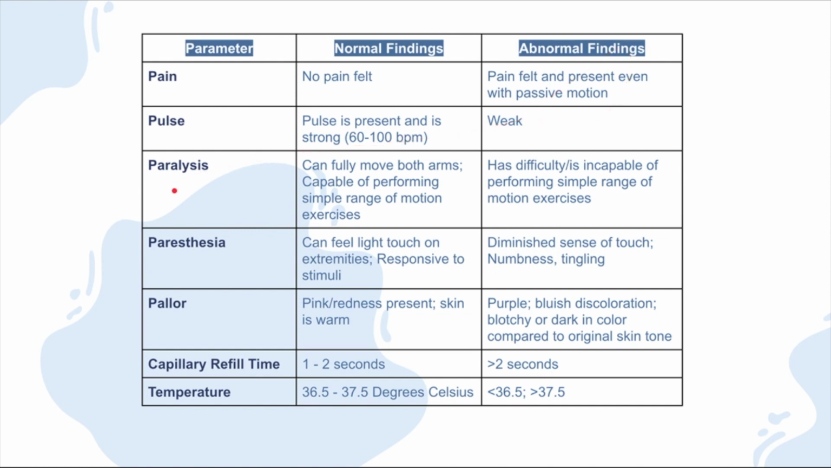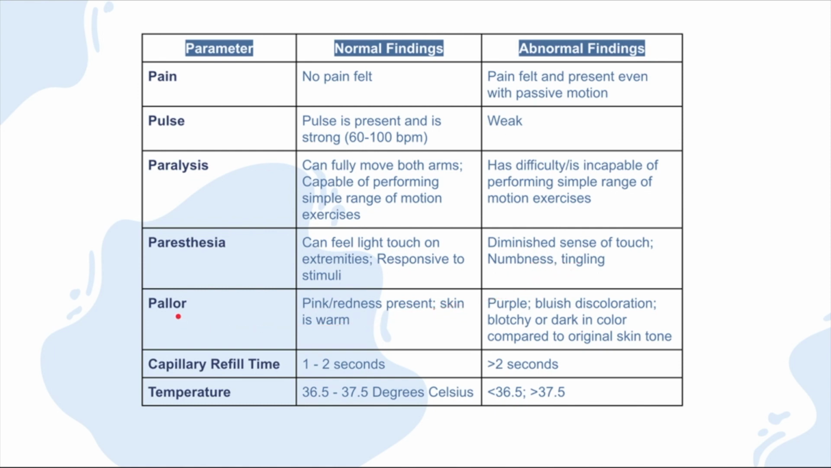For paralysis, the normal finding is that limbs can fully move, both arms capable of performing simple range of motion exercises. Abnormal findings for paralysis is has difficulty or is incapable of performing simple range of motion exercises. The normal findings for paresthesia is can feel light touch in extremities and responsive to stimuli. Abnormal findings for paresthesia is diminished sense of touch, numbness, or tingling.